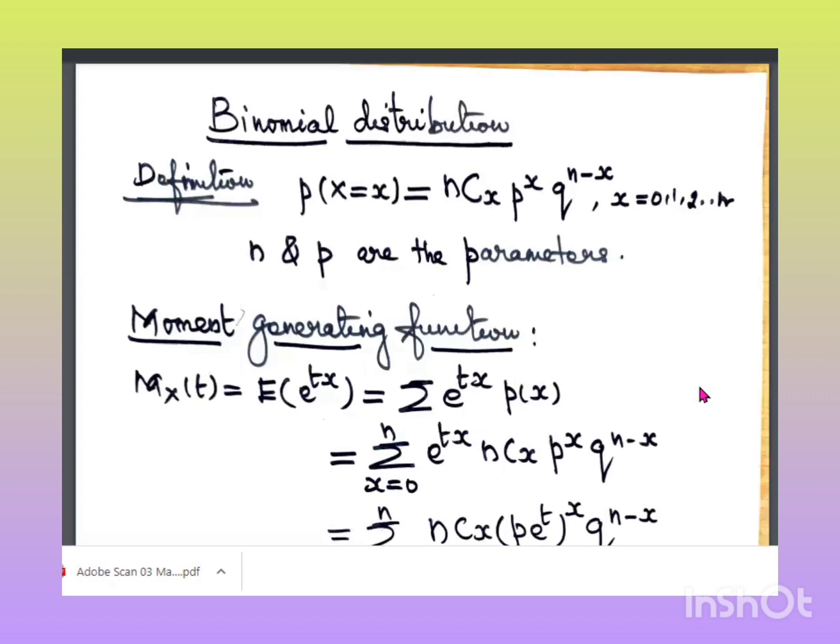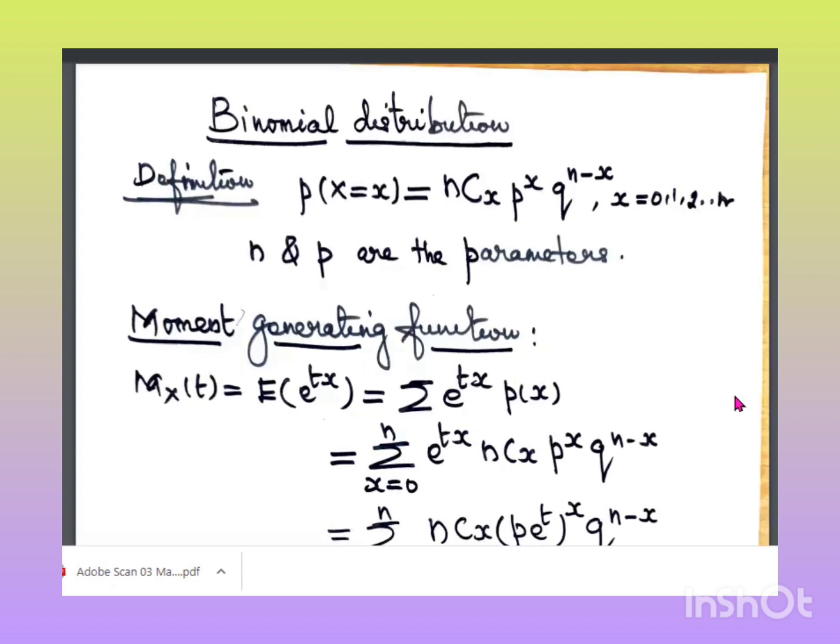There are two parameters in the binomial distribution. The binomial distribution is a discrete distribution. The two parameters are n and p. In probability, p plus q is equal to 1.